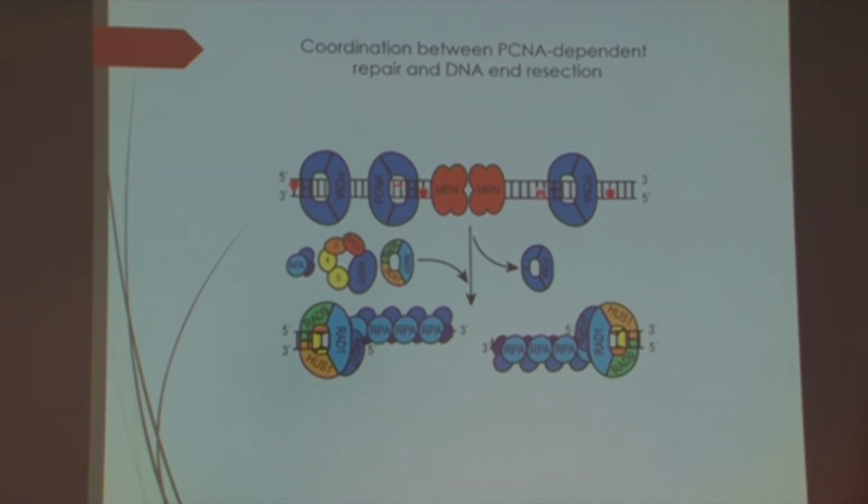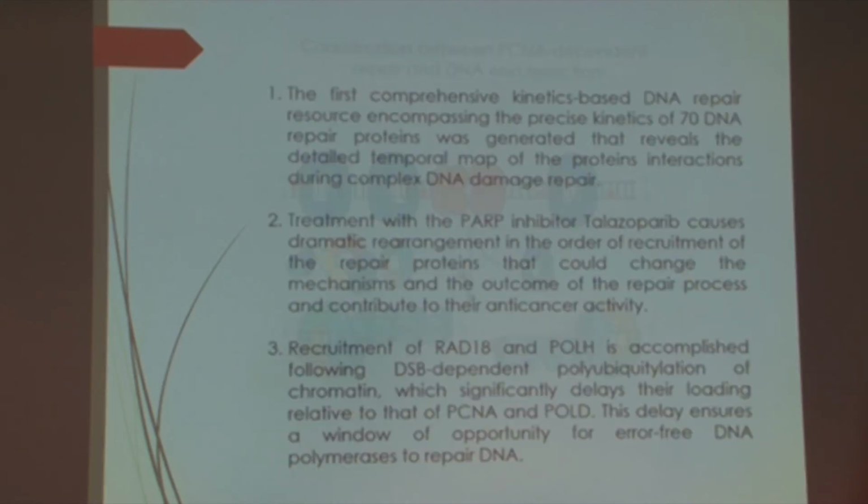which means that RPA and DNA resection wait for PCNA to be removed from the site of DNA damage. There's some reason behind this, because base excision repair and NER have to remove the bulk DNA, have to remove the modified nucleotides, before the start of homologous recombination. These are my results.